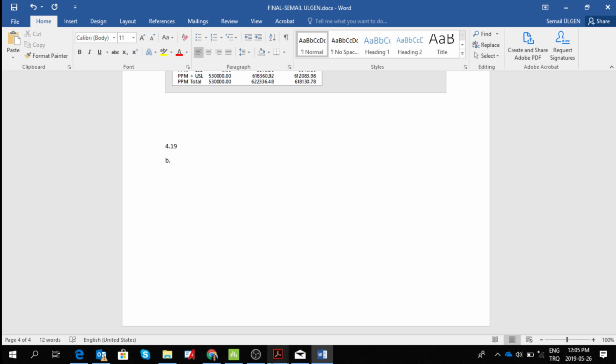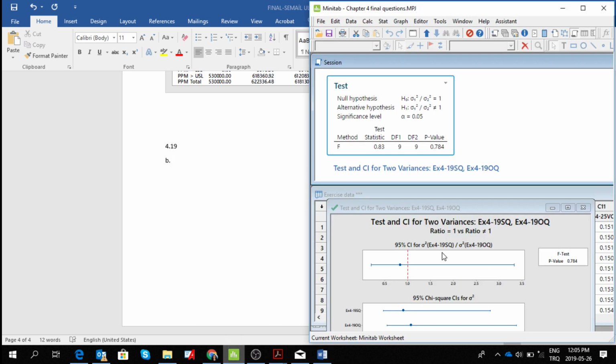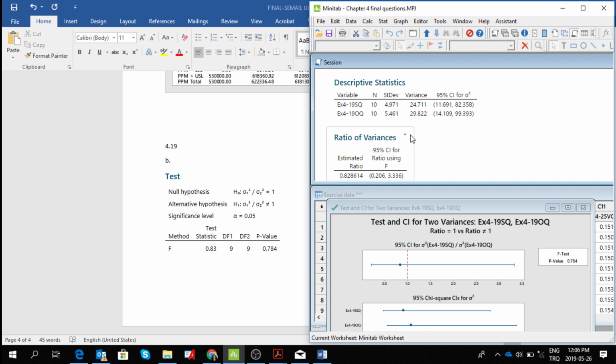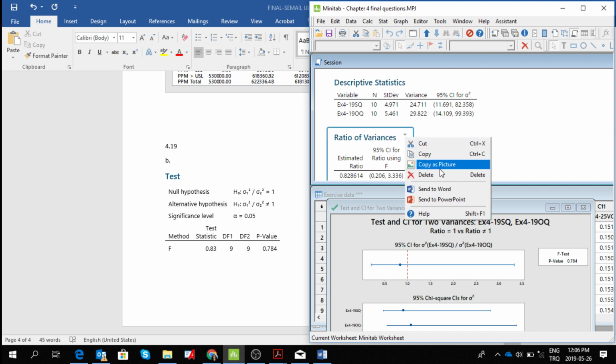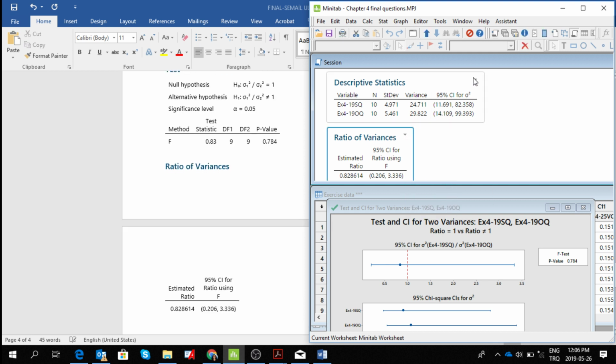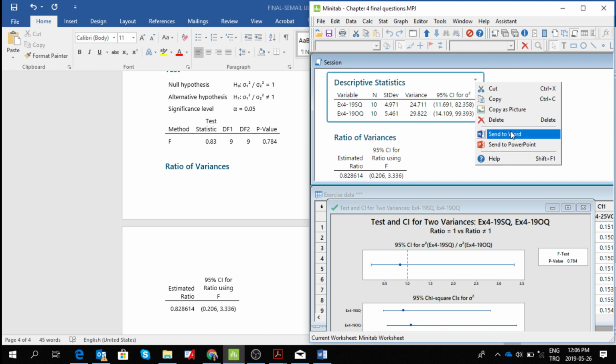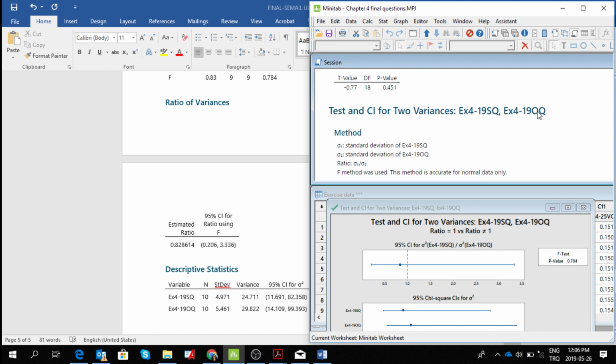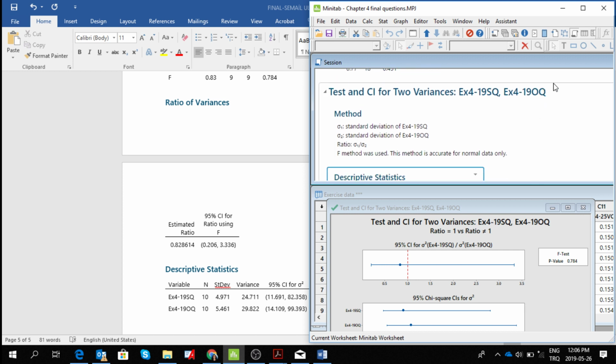For A, you can also transfer that, so I'm going to redo that again. Okay, send this to Word. What else do I want to send? I want to send the ratio of this, send to Word. And then descriptive statistics, it is good to have it, send this to Word as well. Okay, and what else? I think that's it.